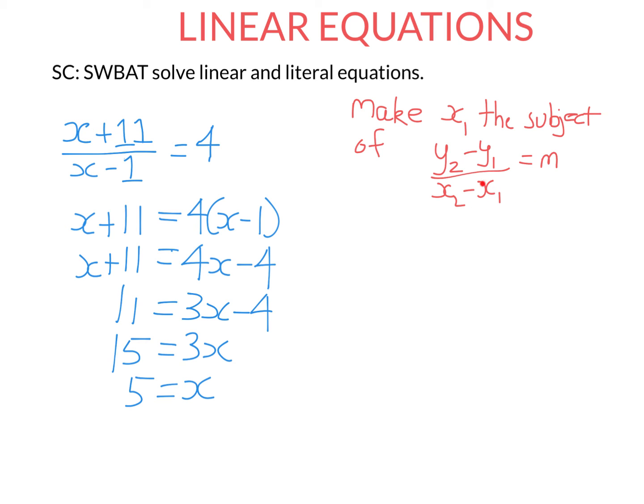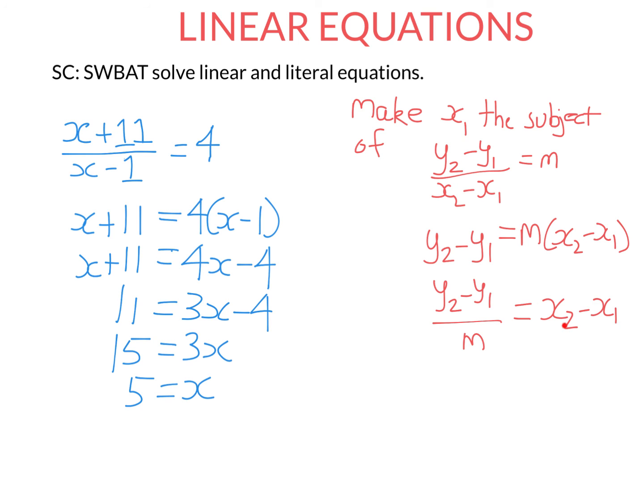So again, what I'm going to do is multiply by the denominator here so I can get rid of this fraction. So I really want this one by itself. So the next step I can do is divide each side by m. So now I want to get rid of this x2. I get rid of it by subtracting. So now I've got negative x1 by itself, but I wanted just x1 by itself. So my last step here is I'm going to multiply each side of the equation by negative 1.